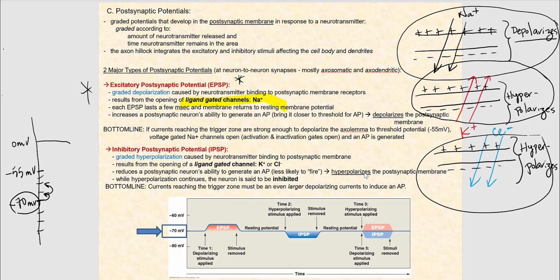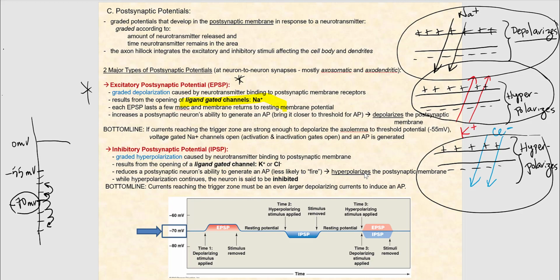So rather than approaching negative 55, we're getting further away from it. We're hyperpolarizing. If we go back to this graph, rather than going up the scale, we are going down, right? So basically, hyperpolarization is happening. Now when you're at the trigger zone, we are further away from negative 55. So we are not probably going to generate an action potential. It's too far from negative 55.